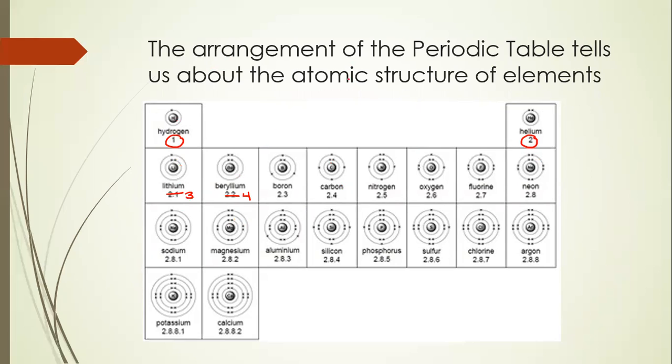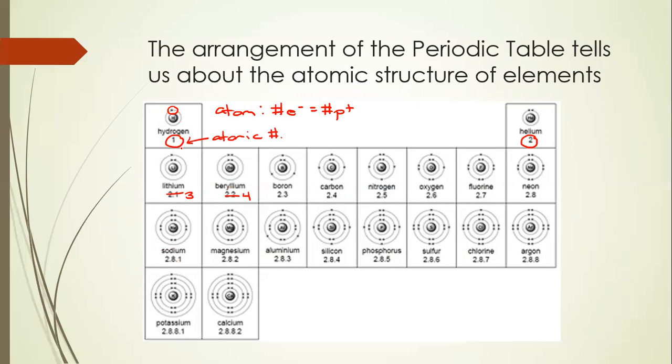The arrangement of the periodic table tells us about the atomic structure of elements. As we move across and down the periodic table, the atomic number, or the number of protons, increases. And so does the number of electrons. In an atom, the number of electrons is equal to the number of protons.